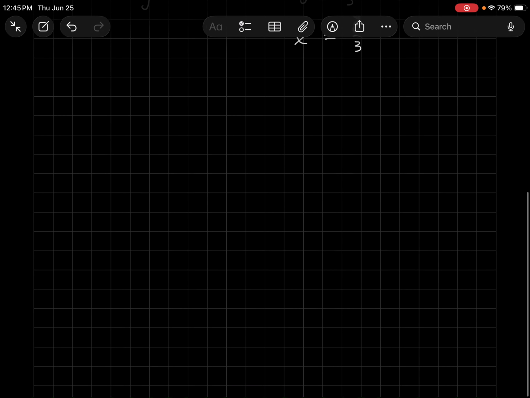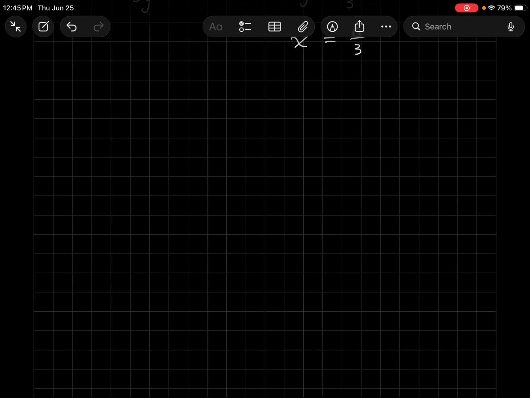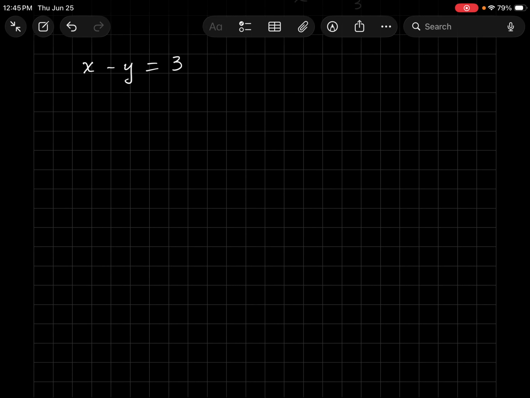Let's do another kind of straightforward example. Let's say x minus y equals 3, and we have, say, 2x plus y equals maybe 12. Let's try that. All right, I will solve for y this time. I'll use this top one. I get x plus 3. Nope, I get x minus 3 equals y.